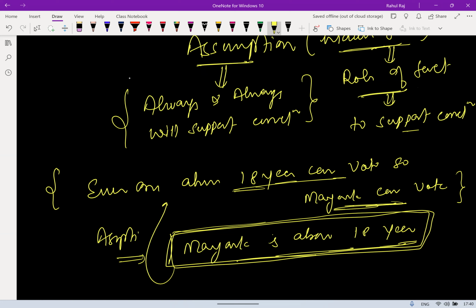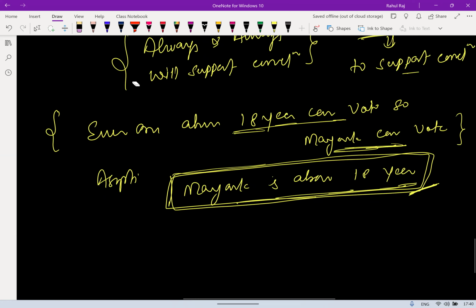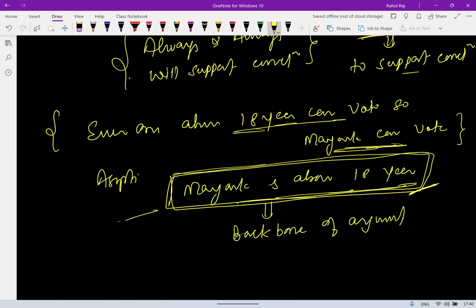Please tell me. Yes. Agreed? Yes. So this is something which is taken by default, need not be stated in the argument. But please understand, this assumption is also a backbone of an argument. It means what? Without this particular assumption, this argument does not stand at all.